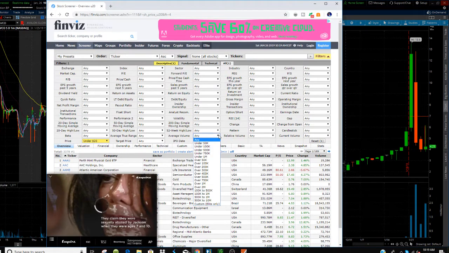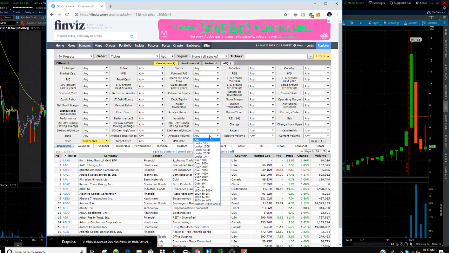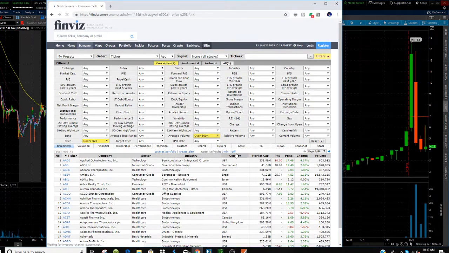This is going to be one of the most important parts here, because volume moves the stock. It's very simple. The more people that are buying the stock, the more that the stock's going to move. So we're going to want to go over 500K. That means over 500 shares traded. Alright, so let that load.